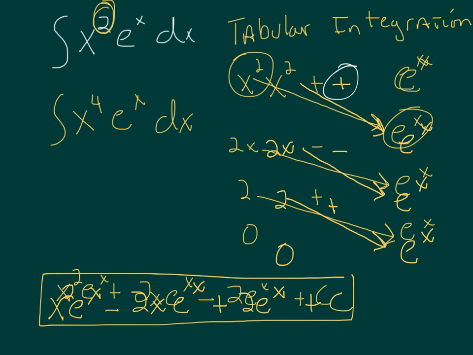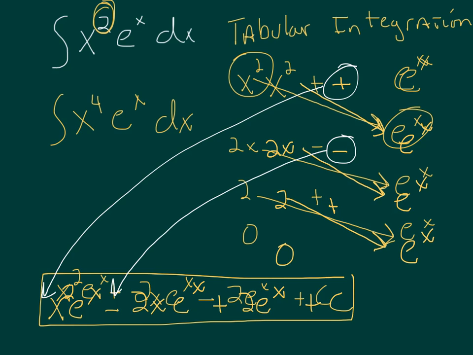So the positive sign represents that the first term is positive. This negative sign shows that the next term is negative, and this positive sign shows that the third term is positive. Then the x squared shows up in the first term, the 2x shows up in the second term, and then the 2 shows up in the third term. And of course the e to the x's are the result of what comes out of the right-hand column. It's called tabular integration. Let's give you another example, and then we'll conclude this.